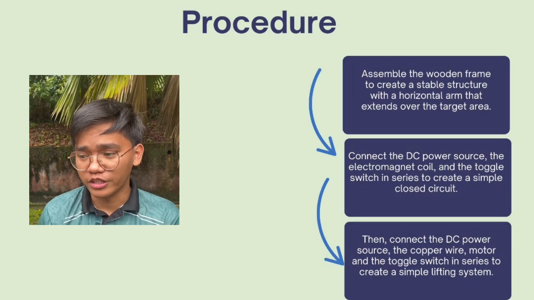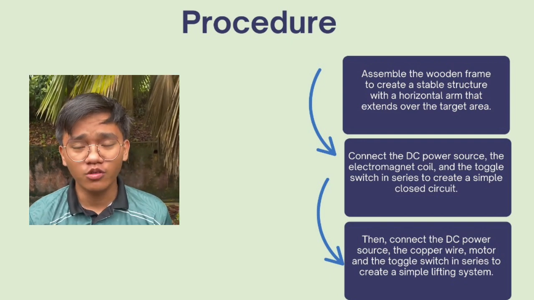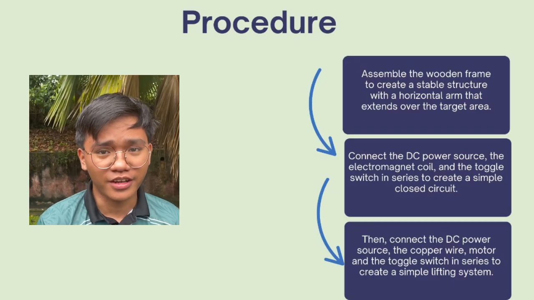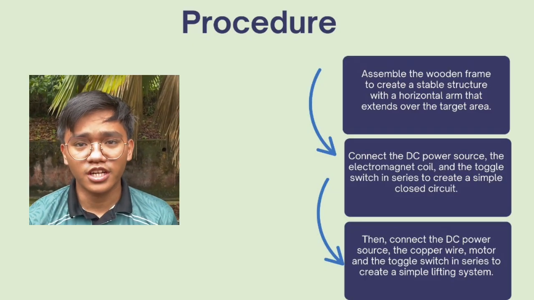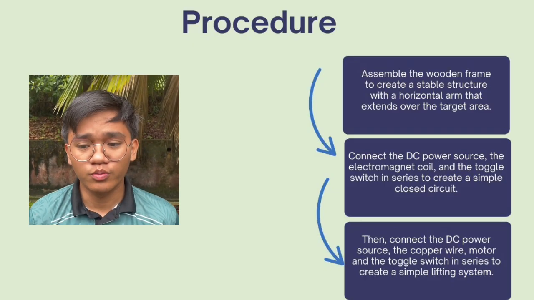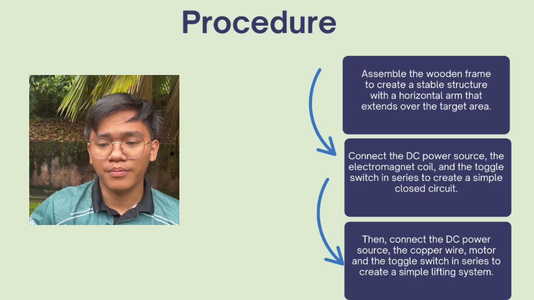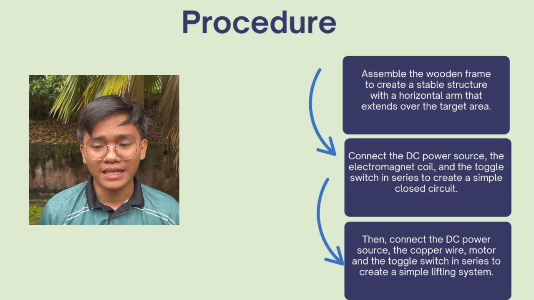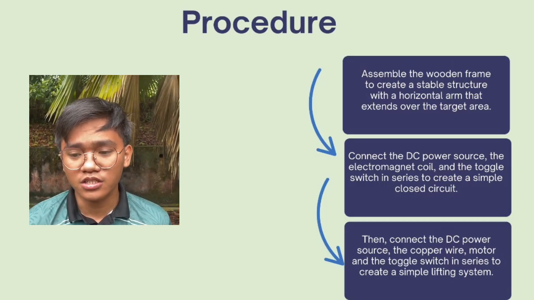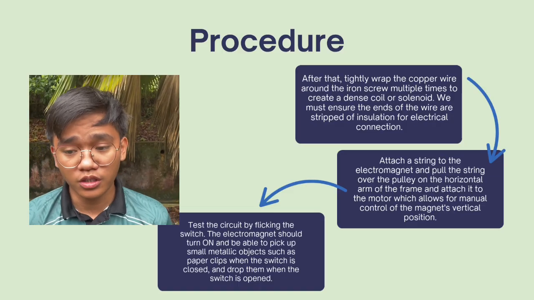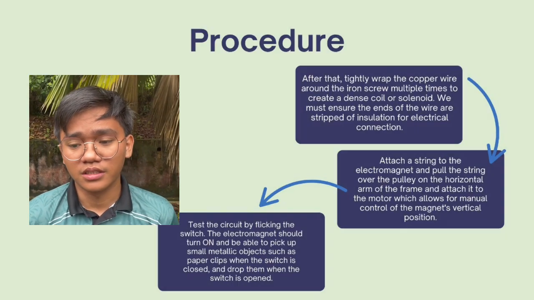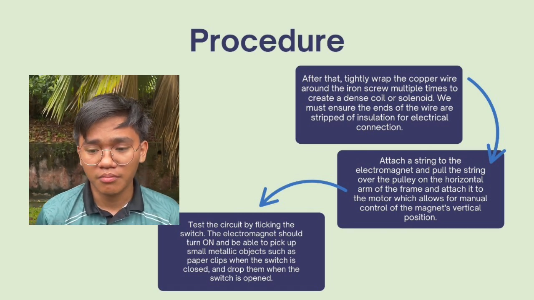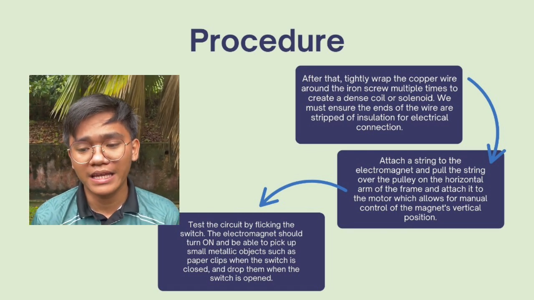Now, let's move from the theory to the practical and see how these pieces come together to create a functional electromagnetic crane. First, we started with the structure. By using the plywood and tools, we built a stable frame with a horizontal arm. Next, we built the core of our project, which is the electromagnet. We tightly wrapped the copper wire around the iron screw to create a dense coil or solenoid. This coil concentrates the magnetic field. Crucially, we made sure the wire ends were stripped of insulation for a proper electrical connection.